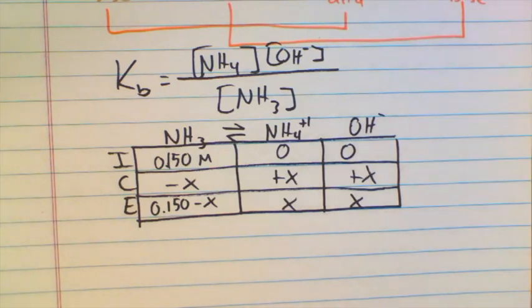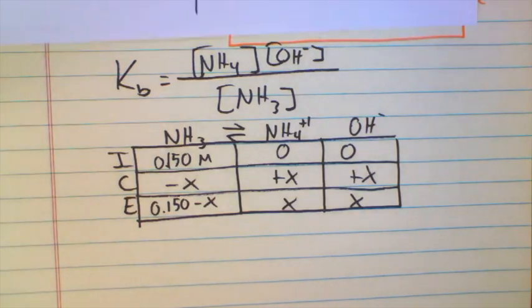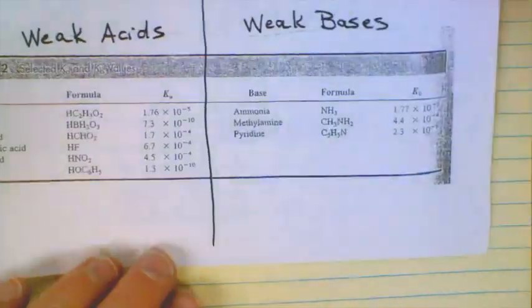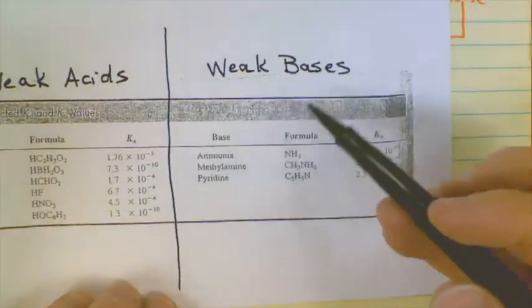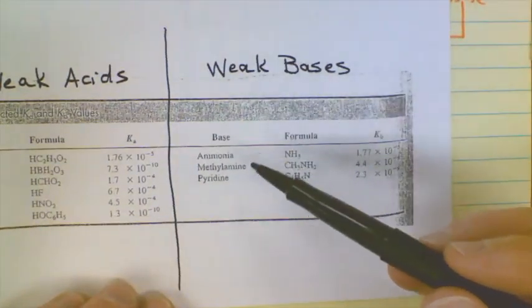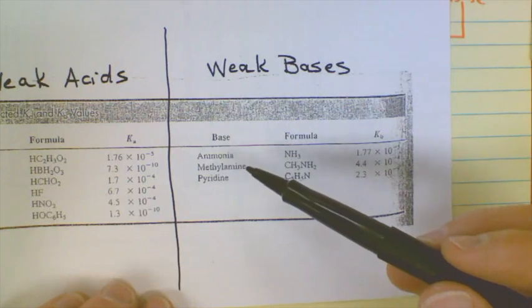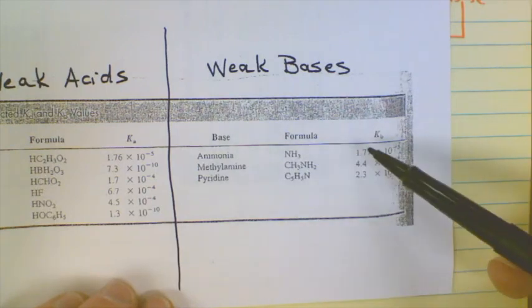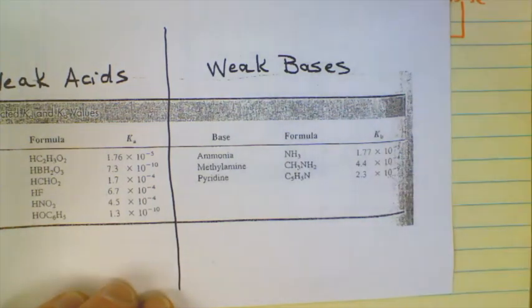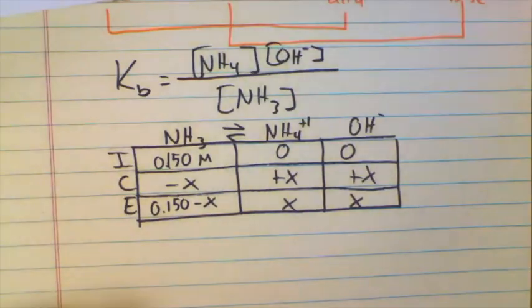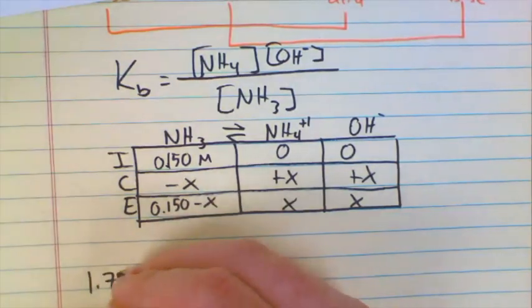Now we got all of the information we need, so we can just go get our value off the table. So we go to the table of K values for weak bases. We see that, okay, we got pyridine, methylamine, and ammonia. Ammonia is 1.77 times 10 to the negative fifth for its Kb value.